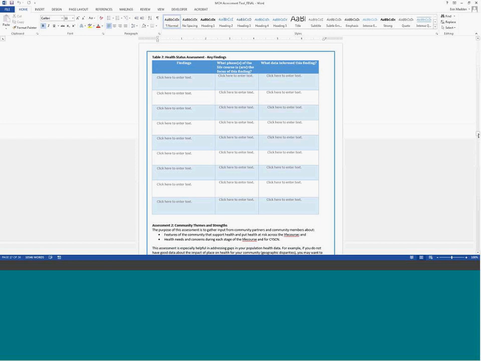Last column, you'll note what data informed the finding. It's surprisingly easy to get to the end of a process and realize, gosh, we said there was this gap, or this issue around tobacco use, but we're not really sure what indicator we pulled that from. We're looking back and we can't see it. So it's good to make that note right as you're going through this process of which indicator you were looking at in particular when you came up with the finding.